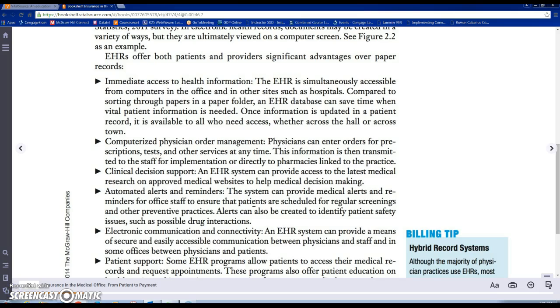So what are some of the advantages to having an electronic record? They are very, very handy. It does provide immediate access. You don't have to go track down a medical record somewhere, trying to figure out where it is, if it's lost, what happened to it. And that may be very important if we're looking at an emergency situation.